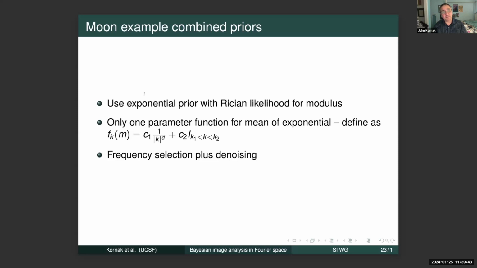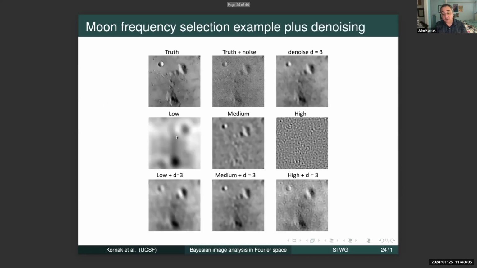In practice, you can do better by combining parameter functions. I can combine my denoising parameter function along with my frequency selection parameter function and have a mixed prior, where C1, C2 control how much emphasis you want on the denoising part versus the frequency selection. And so now you get the results down at the bottom.